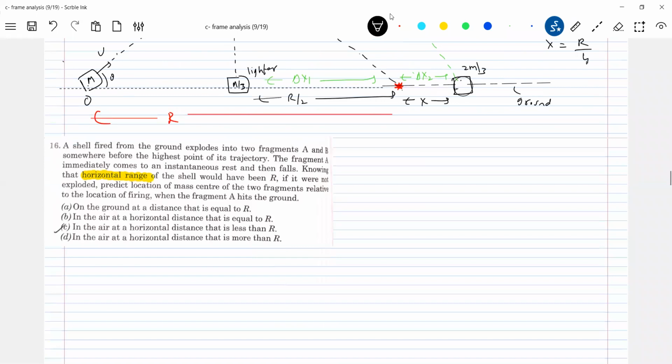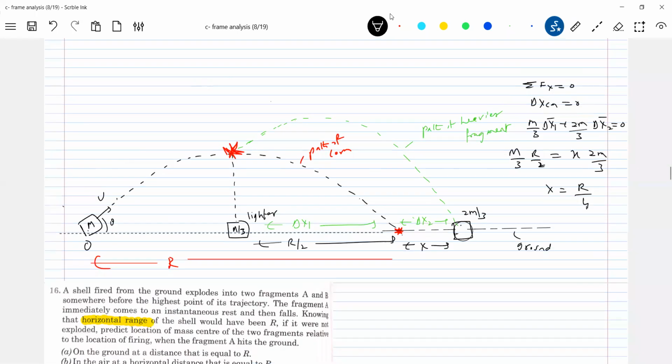Now, what all can happen here? What are the other possibilities for the path of the other fragment? If the lighter fragment is here, then m3R should be equal to m3 into x. Then calculate the x value. Then can it happen like this, with the lighter fragment coming on this side? Yes, it can happen. There's no rule; it all depends, provided the overall energy is conserved. Explosion occurs here, and can it occur here? Yes, explosion can occur here.